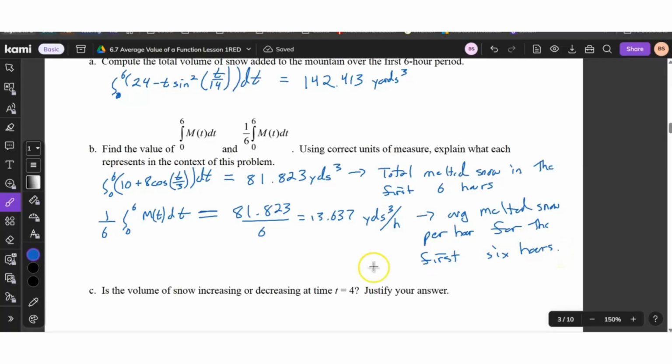Right? Because if the first one was how much snow melted in 6 hours, when we divide it by 6, it's just saying, hey, it was roughly 13.637 cubic yards per hour. Now, does that mean that's actually what it was? No. Chances are it was less at hour 0 and more at hour 6. I don't know when hour 0 is.